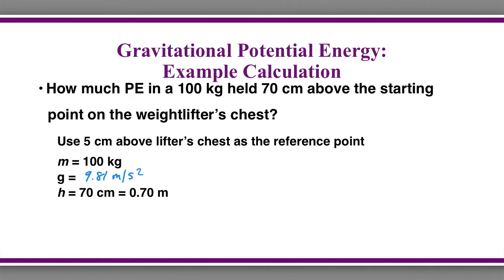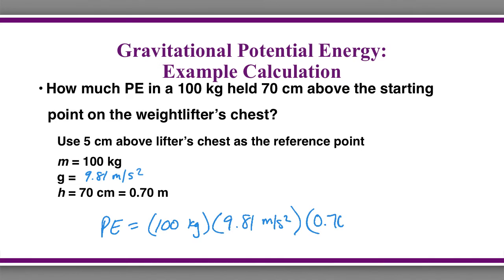So if we are asked how much potential energy is in a 100 kilogram bar held 70 centimeters above the starting point on a weightlifter's chest, and we know that 5 centimeters above the lifter's chest is our reference point, PE is going to be equal to 100 kilograms times 9.81 meters per second squared times 0.70 meters, which is going to be equal to 686.7 Newton meters or joules.